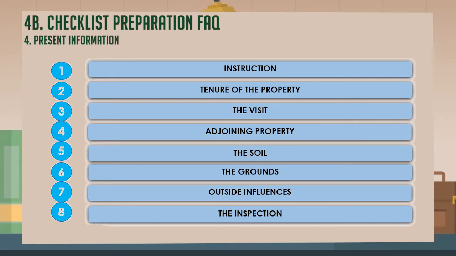Number 5, the soil. As a building surveyor, you have to confirm what type of ground the property is built upon. And then you can check the archive, is there any history of settlement that will affect particular buildings? Number 6, the grounds. What is the condition of outbuildings? For instance, fence, wall, etc. Number 7, outside influences. You have to confirm, is there any factory or airport or heavy traffic that can have a significant impact on the property?